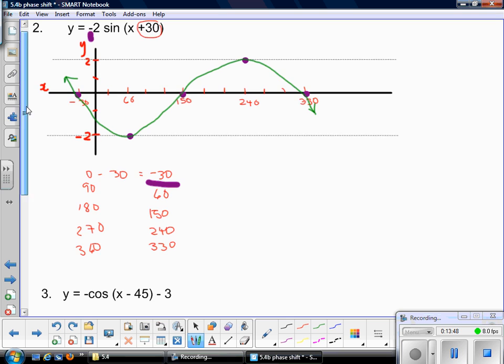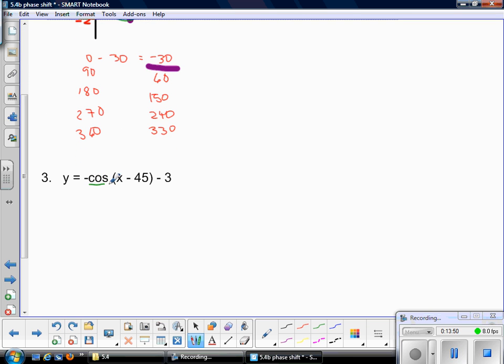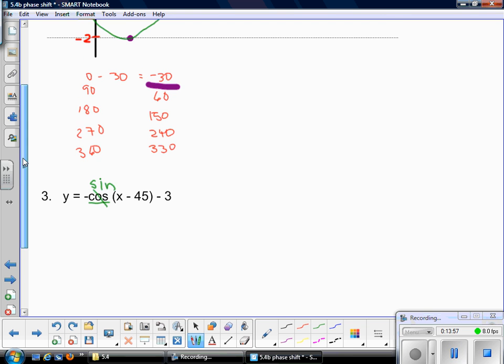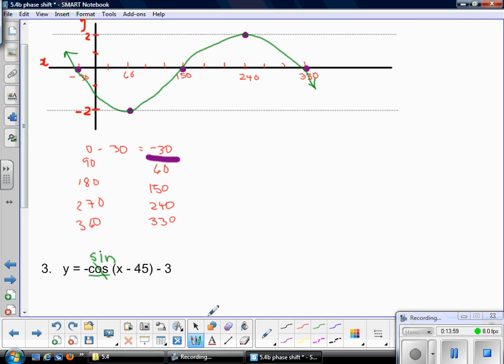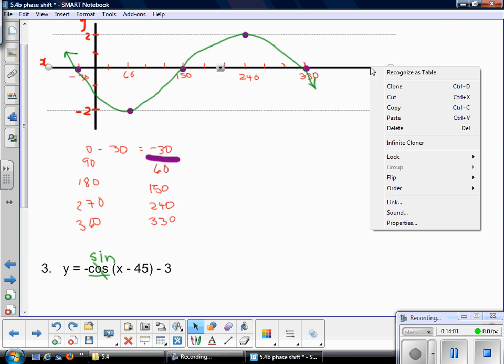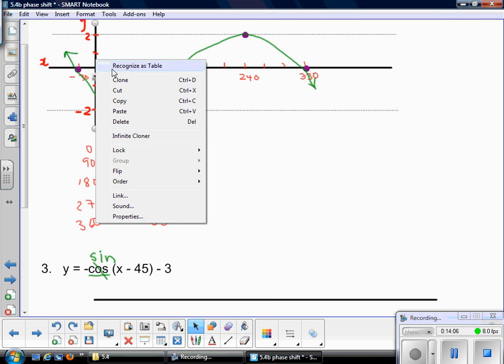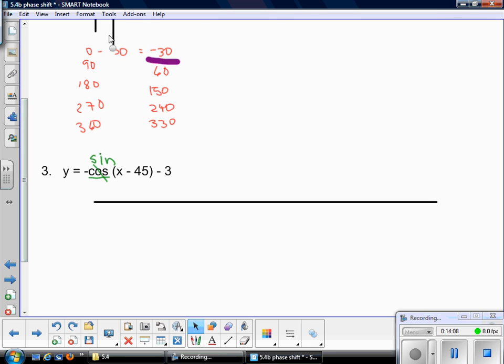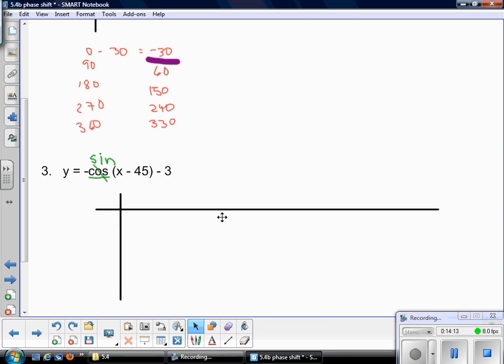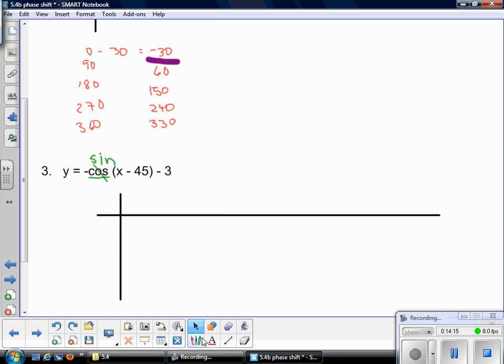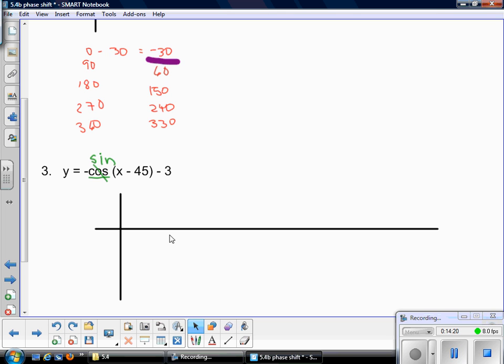So we've got one more to do. Now this one says cos. I'm going to ask you to change that to sine because you aren't responsible for cos. Same thing, I'm going to label my axes. And I'm going to see if I can just clone some things here. Actually, I'm going to leave that one there. And I'm going to run out of time, so we'll finish this one in a second with the next video.